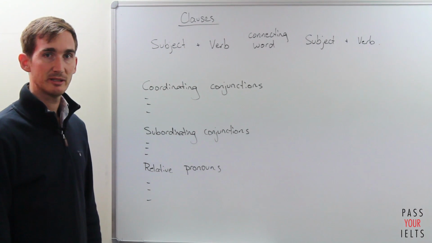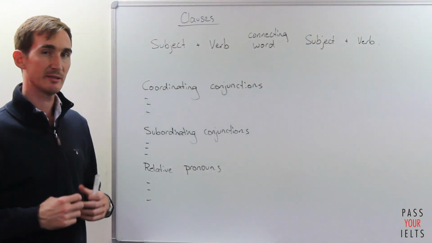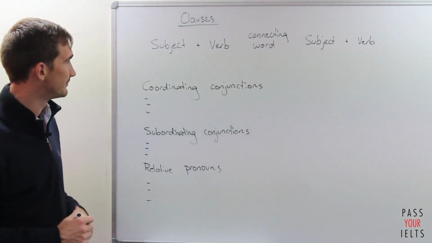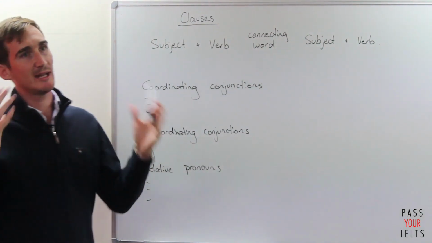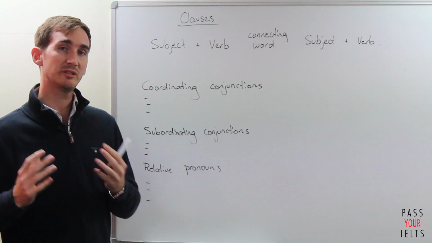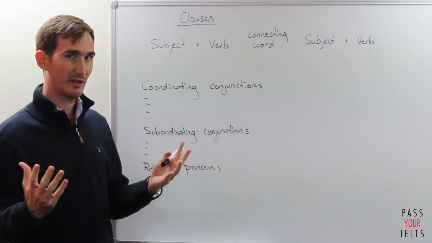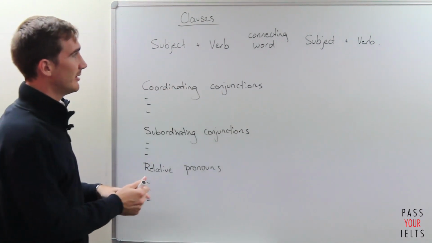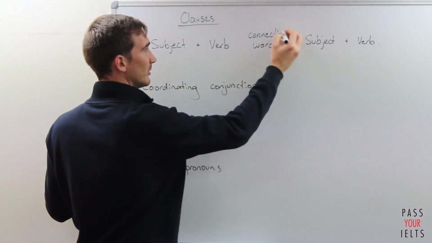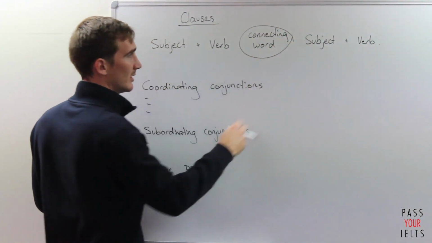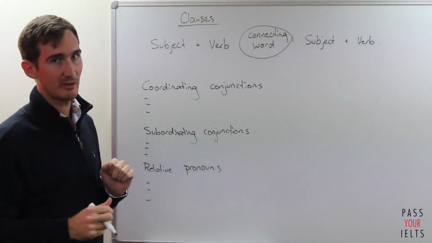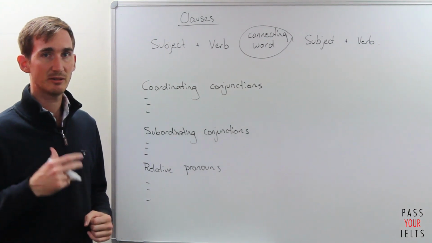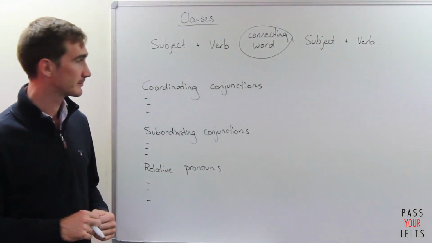Let's look now at clauses. Think of clauses as a part of a sentence that has a subject and a verb. Now, making a larger sentence is very simple. You just start combining these subjects and verbs. For example, here we have subject plus verb, then we use a connecting word, then we go into subject plus verb again. Let's look at some different kinds of connecting words and look at the rules for their use as well.